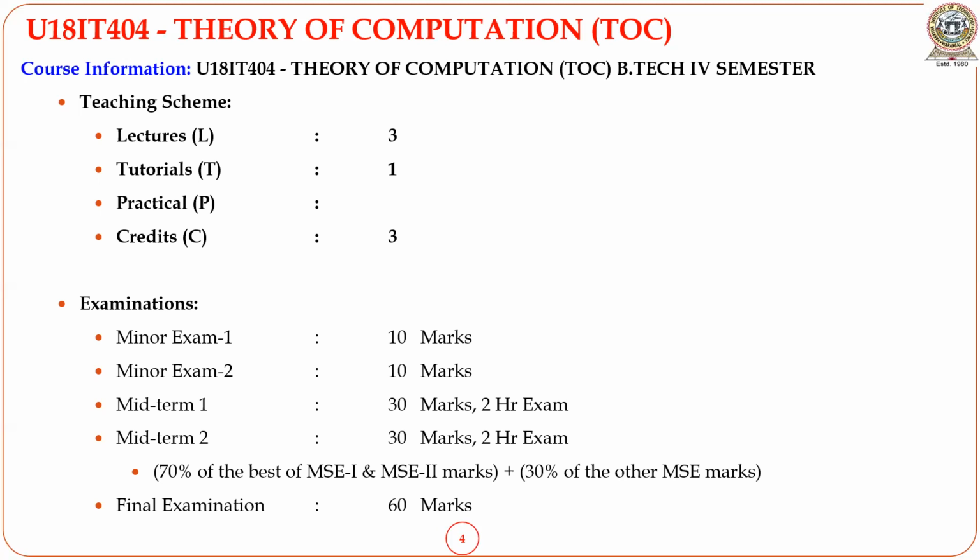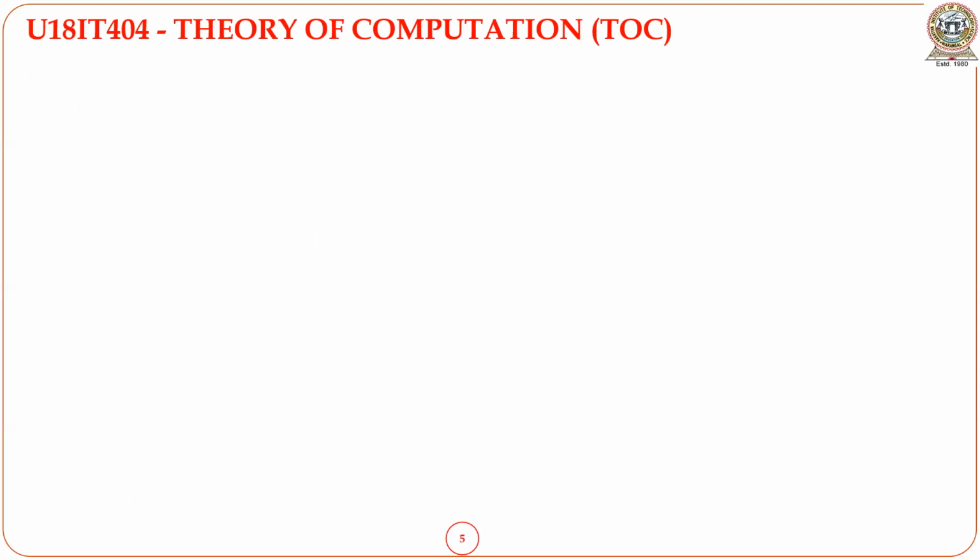And of course, you already know it, minor examination 2 will have 10 marks, and MSE 1 and MSE 2 have a maximum of 30 marks, and the final examination is of 60 marks.